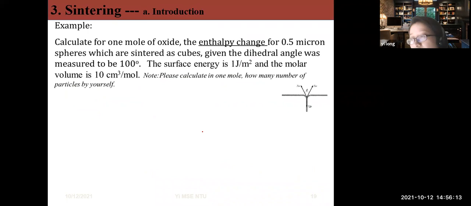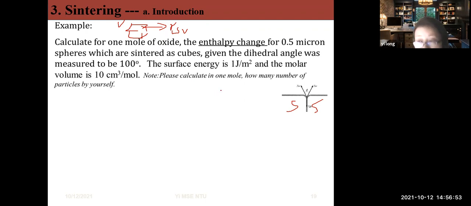Then again, we move quickly to another one. For example, you have a cube here, which is solid and solid. First of all, if you have a cube standing alone, please tell me what is the gamma here? Standing alone means you're still in contact with vapor, so it's still SV. But now because it's sintered together, you change your surface from gamma SV to gamma SS, because it's solid and solid, or gamma GB, right? Correct. Very good.